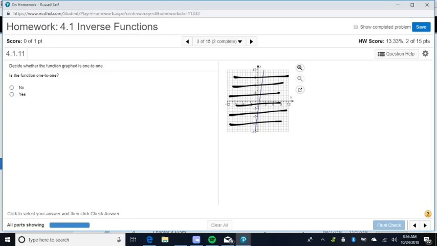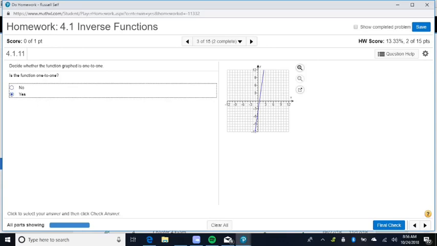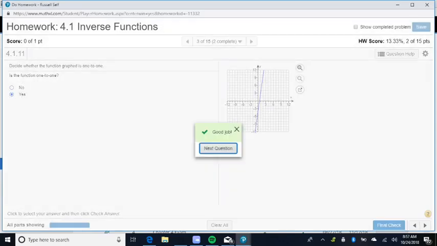And you'll see that no horizontal line you can draw, no matter where it is, from top to bottom, is going to hit that line more than one time. So that tells us that yes, indeed, this is a one-to-one function. Okay, so click on yes, check it, and there you go. So all of these so far have been one-to-one functions.